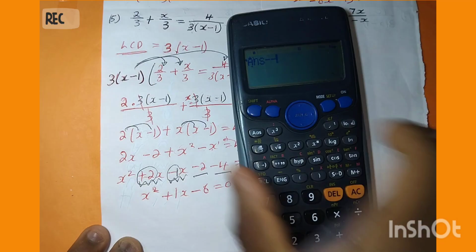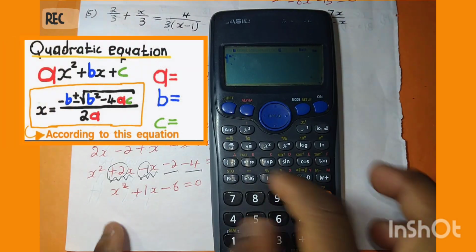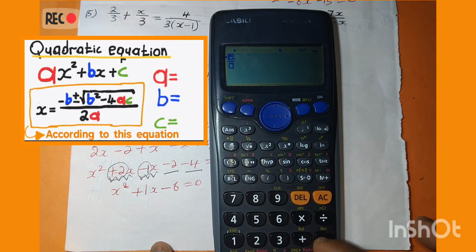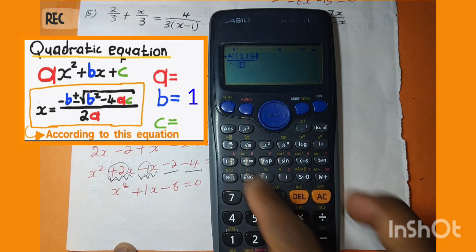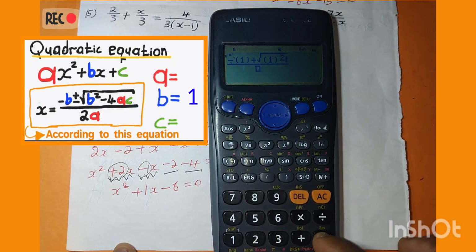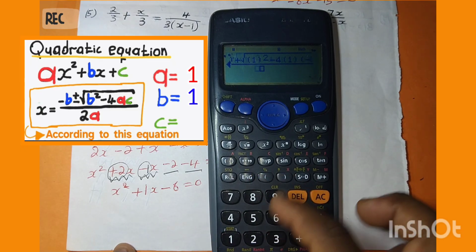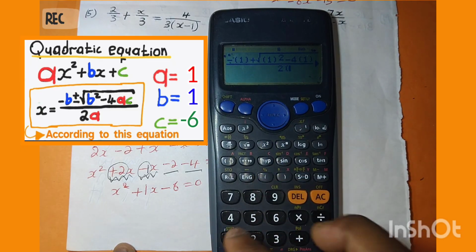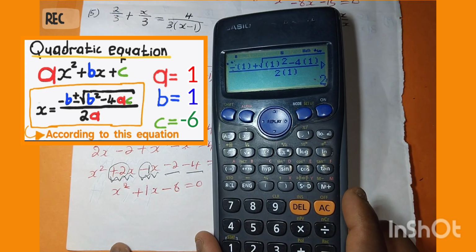Then you use the quadratic equation to solve everything there the way it is. So on the quadratic equation, it's minus b, which here is minus 1, plus or minus the square root of 1 minus 4 times 1 times minus 6, divided by 2 times 1. This is what you should get there. Do you see that I got 2 there?